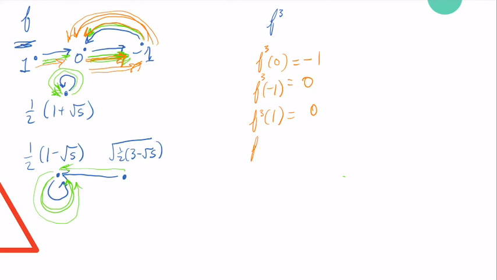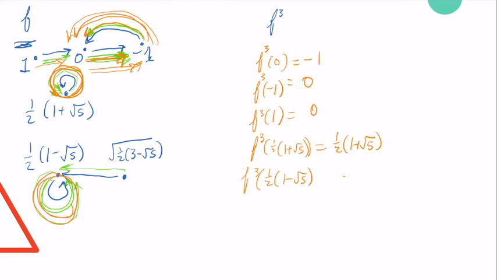F3 of 1/2 times 1 plus the square root of 5. This is a little more interesting. Okay, I'm being completely sarcastic because it just goes to itself 3 times. It's always going to map to itself. F3 of 1/2 times 1 minus the square root of 5 does the same thing. It maps to itself 3 times, right?